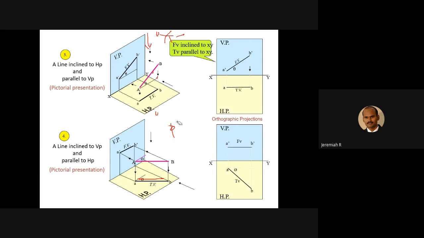Next, we are going to see the most important case, inclined to both HP and VP. Inclined to HP we use the notation theta, and inclined to VP we use the notation phi. We'll see the last case too. We'll see one more case also, but that is not important from the exam point of view: a line perpendicular to both HP and VP. The earlier case is most important from the exam point of view, and based on this only you will have a problem.